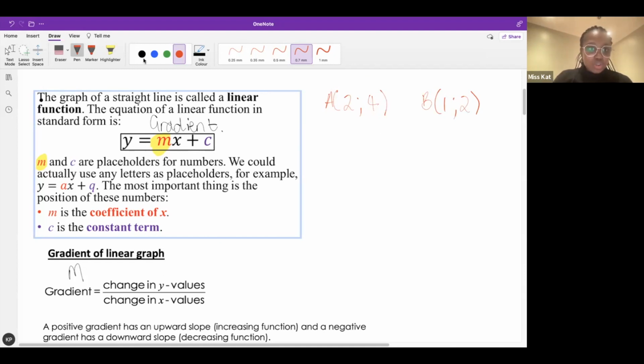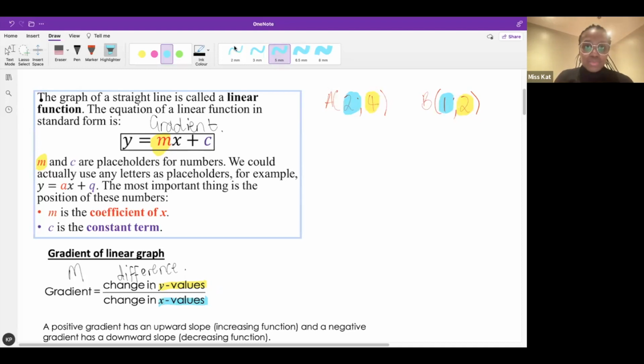Change in can also be rewritten or interpreted as difference. So the gradient can be calculated by finding the difference of the y values and dividing it by the difference of the x values. Which x and y values am I talking about, you ask? The ones in the coordinates. So then, this 4 and this 2 would be your y values, right? And this 2 and this 1 would be your x values.